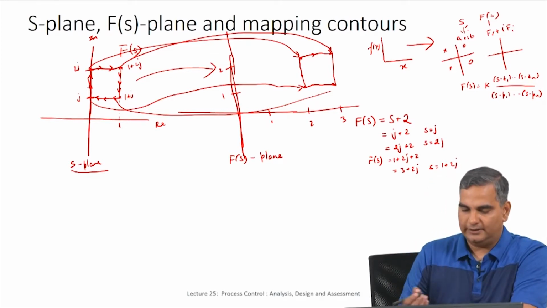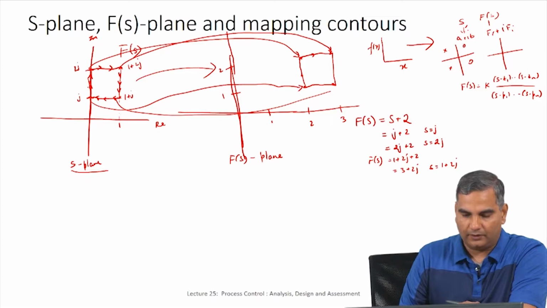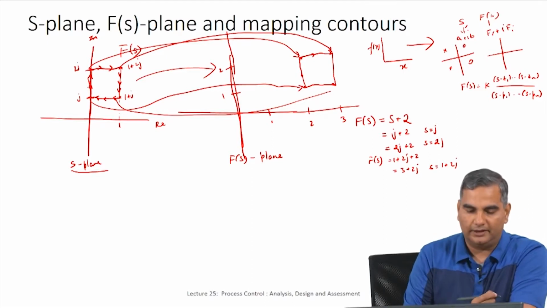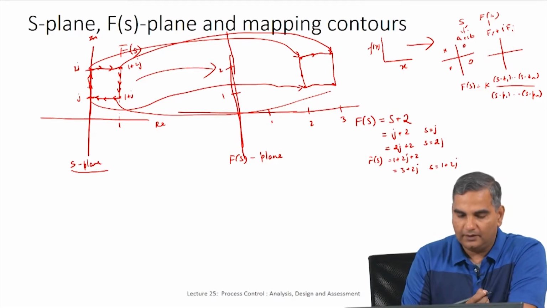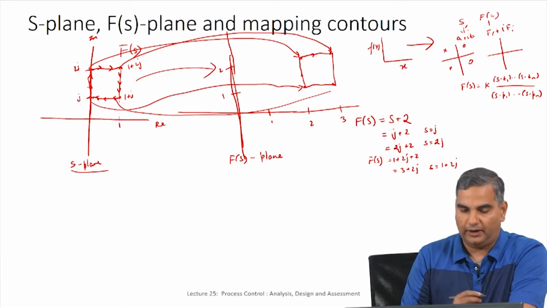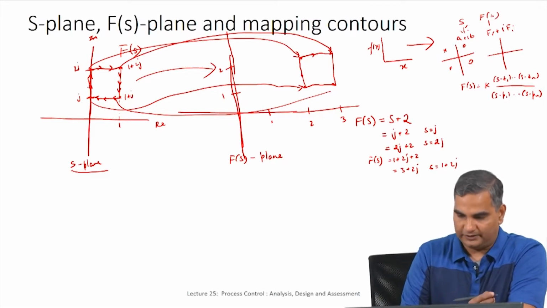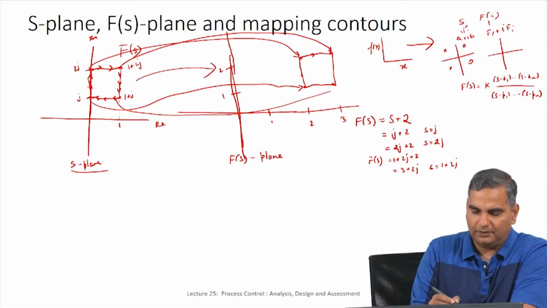Okay. Now, let us do a slightly more complicated function. We will keep the S plane to be the same, and we will keep the contour in the S plane also to be the same, but we will change f of s and then see what happens to the contour in f of s. So, the contour that you see in f of s really depends on what f of s is. So, let us just do a simple change.